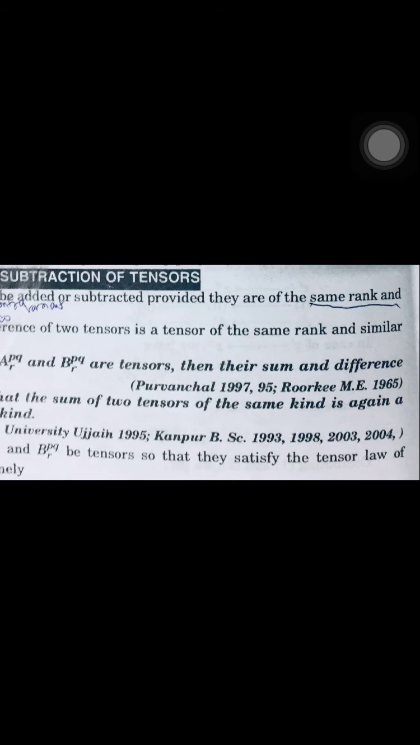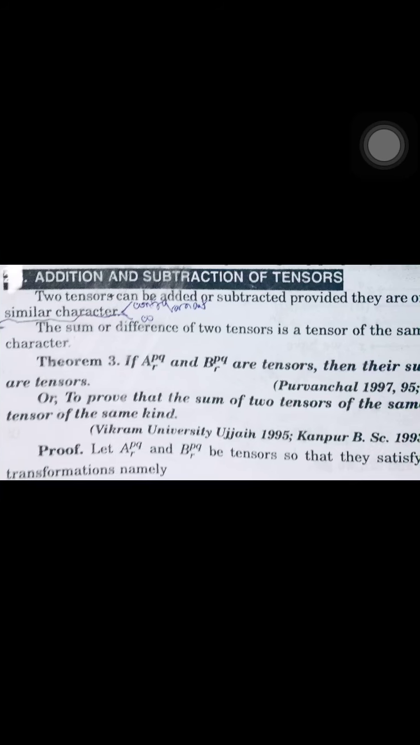Whatever you are taking, if we add a two order tensor with a two order tensor, then finally we get a tensor of two order also, okay, of the same rank and similar characteristics. Means if we add two covariant tensors, we get a covariant tensor. If we add contravariant tensors, we get a contravariant tensor. If we add mixed order tensors, we get a mixed order tensor of the same rank in all three cases.